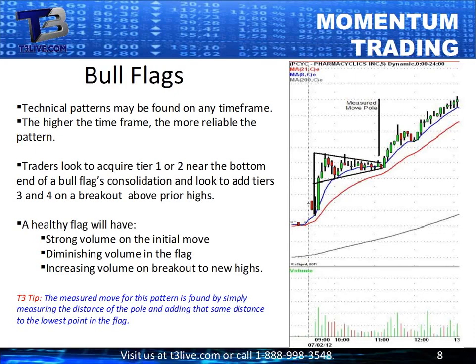I love ascending triangles. I love ascending wedges. I love descending triangles. I love descending wedges. Again, any pattern that you see is good risk reward. You know your entries and you know your exits. That allows you to risk pennies to make dollars.